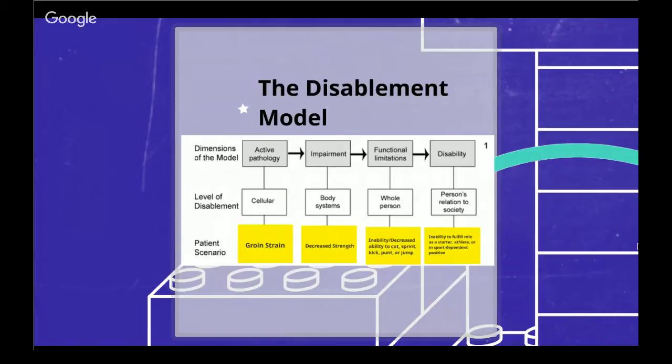Now, there are 5 domains in the disablement model. The first begins with origin. So what is the pathology or the condition? It begins at the cellular level or the tissue level. Next is organ. So what body structure is not working the way it needs to, and what is the impairment? Third is going to be the person. So we're looking at the functional limitations that this injury has caused. Finally, we're going to go into what says here is disability, but it's also known as societal and environmental.